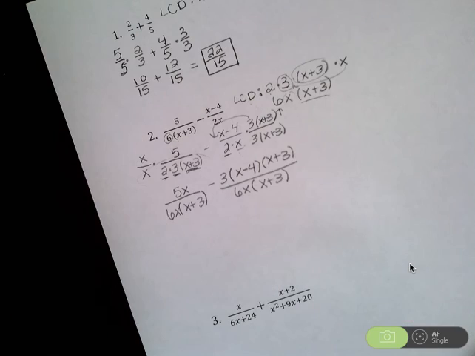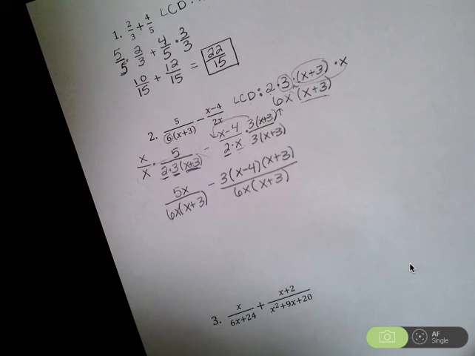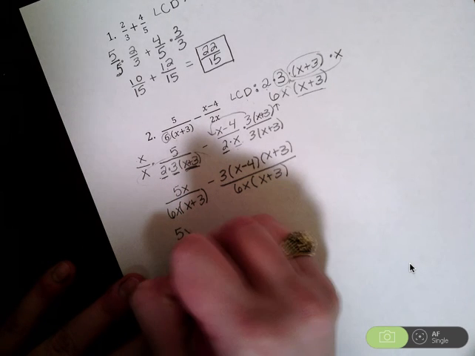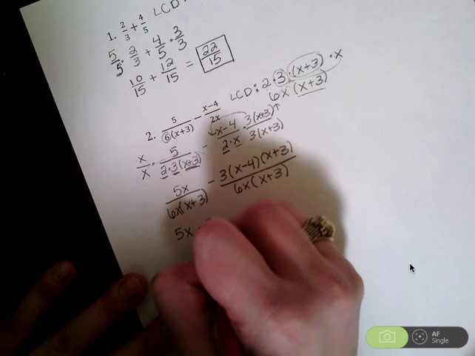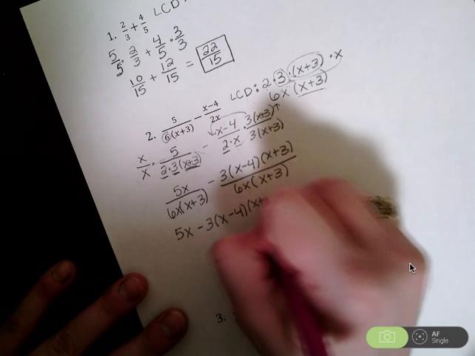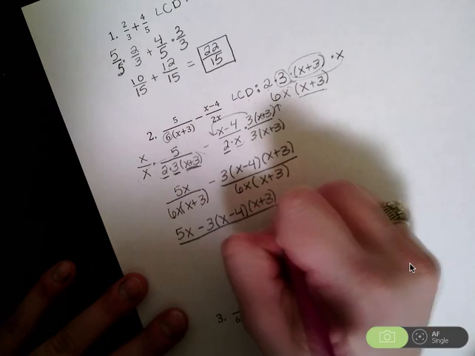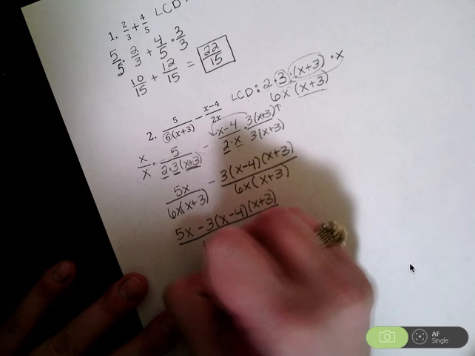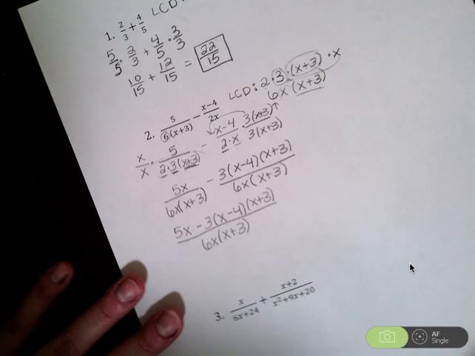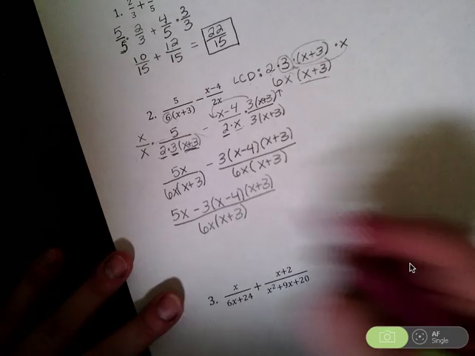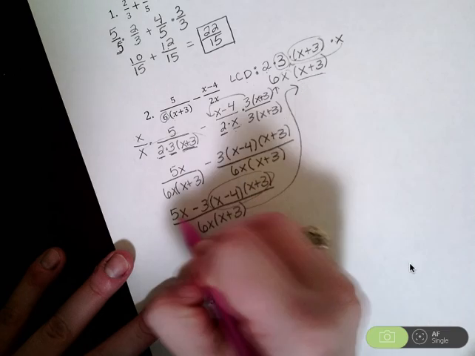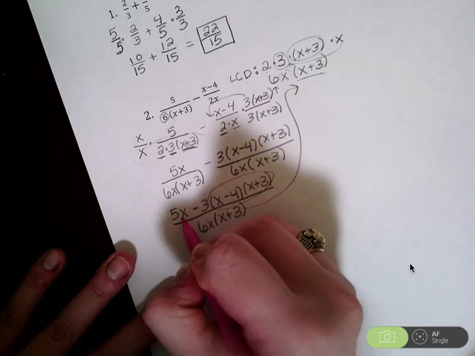Okay. Now we've got common denominators, so we can just combine them all into one fraction. I'm going to combine it as 5x minus 3 times x minus 4 times x plus 3, all over our least common denominator, which is 6x times x plus 3. Okay? Now what you have to do, and what you're really going to hate me for, is now we need to FOIL this part right here. We need to simplify this numerator. We can't leave it like this, okay?